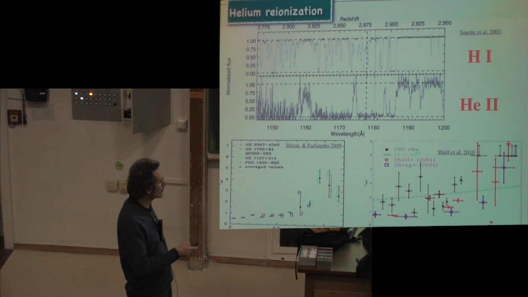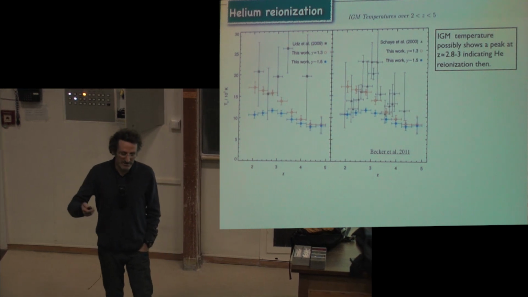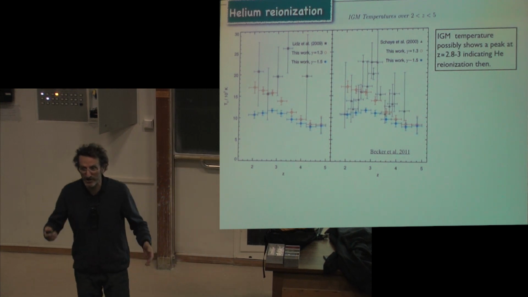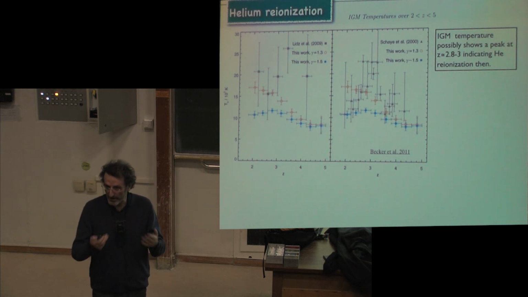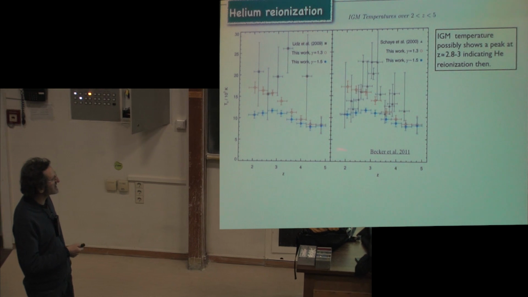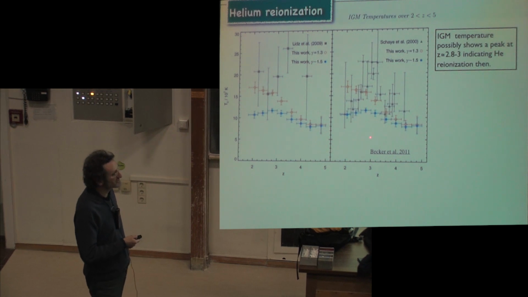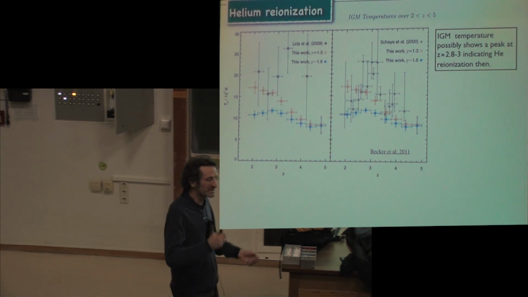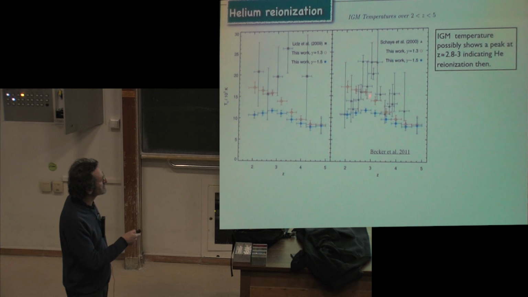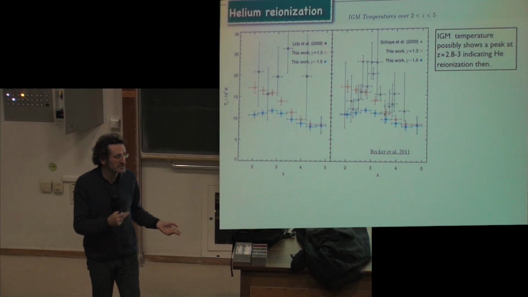There are other observations, of course, and one very important observation is the temperature of the intergalactic medium. I'm not going to talk about the details of how you can compute the temperature of the intergalactic medium. It's not an easy business. You have to rely on different assumptions, on numerical simulations, and a lot of other things. But again, there are claims that there is an increase in the temperature, in units of 10⁵ Kelvin, at a redshift around 3, which could be consistent with the increase of the opacity at redshift around 3 that we see. The idea is that this increase in temperature is due to the energy input in the IGM from the ionization of helium-2 into helium-3.